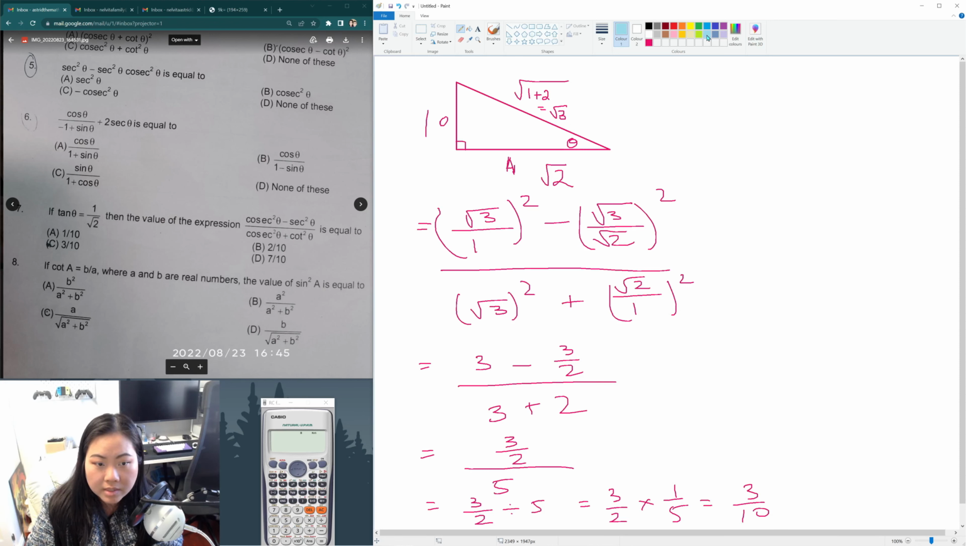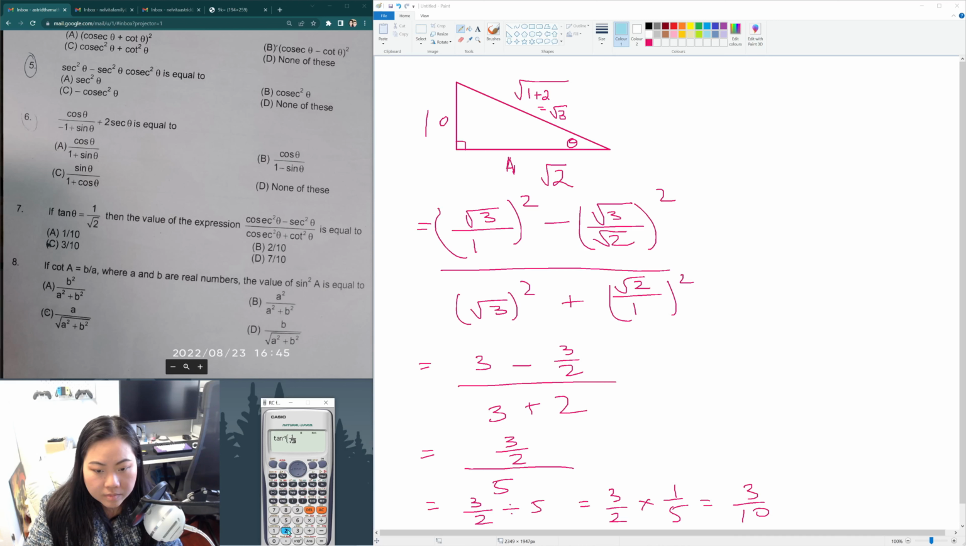Again, we can't actually substitute whatever angle we want into here anymore, because we know that tan of the angle is 1 on root 2. So we have to find the angle. The angle would be arctan of 1 on root 2, which is equal to, the angle is actually 35 degrees, 15 minutes and 51.8 seconds.